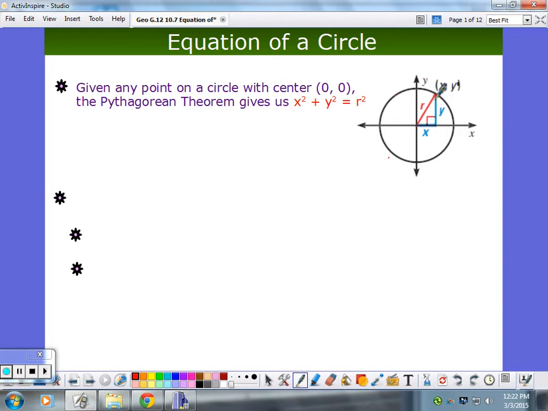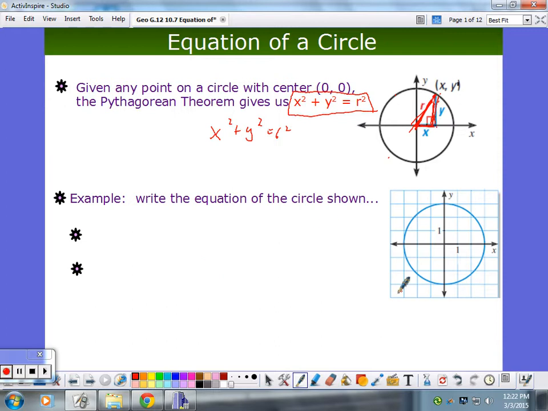And one way to figure out your x, y pair, when you pick an x, y, is to complete a little right triangle here. Here's your radius. So the x value is here. The y value is here. By the Pythagorean theorem, x squared plus y squared equals r squared, right? And that is the equation of a circle centered at the origin. X squared plus y squared equals r squared. Well, that's pretty easy.